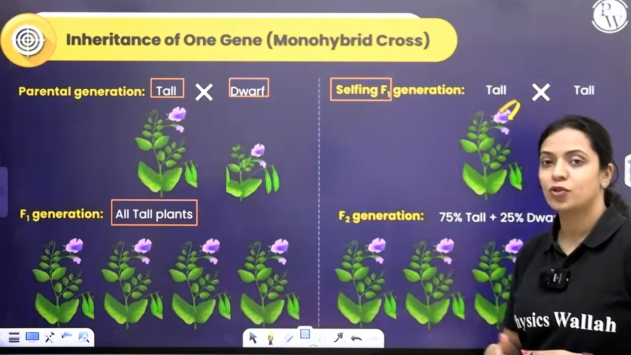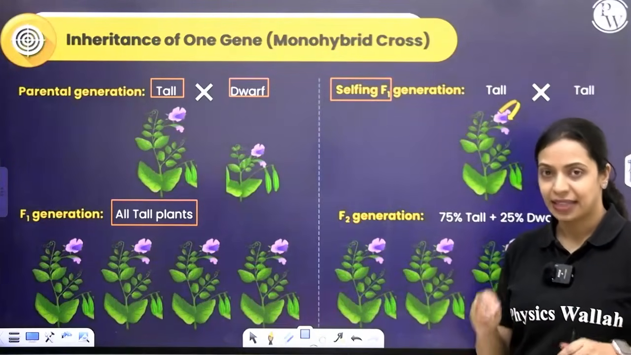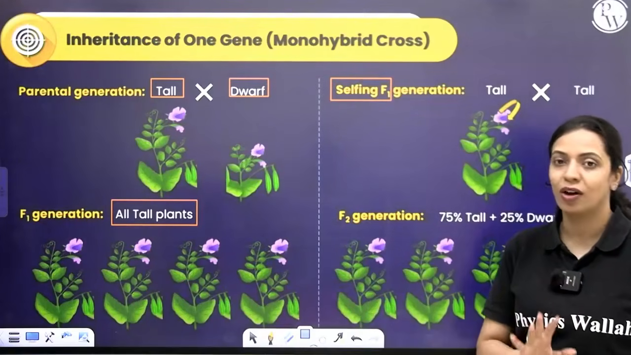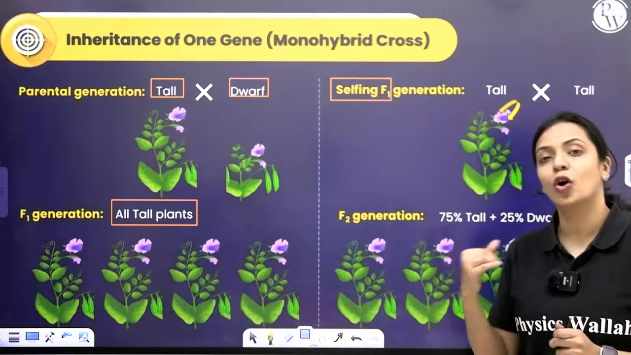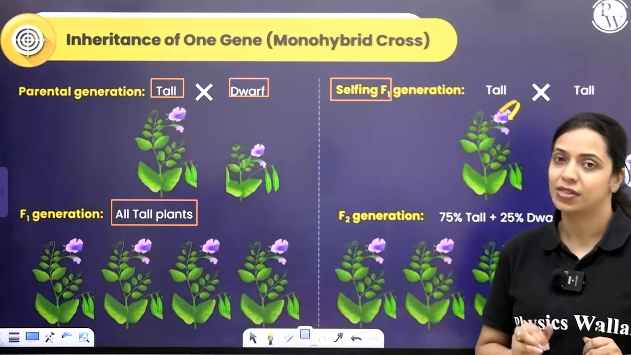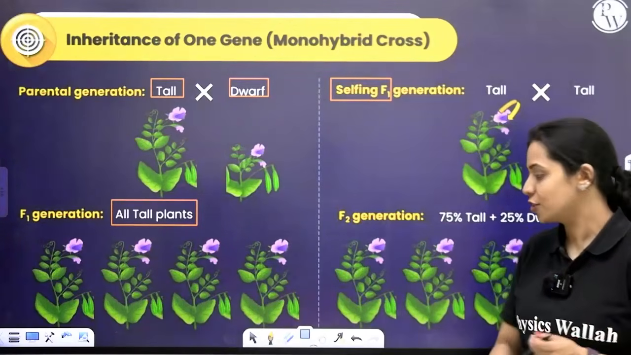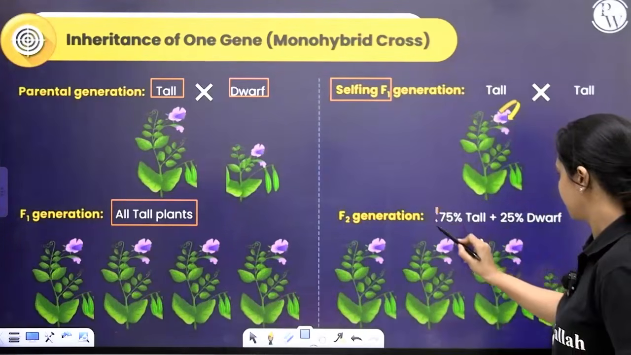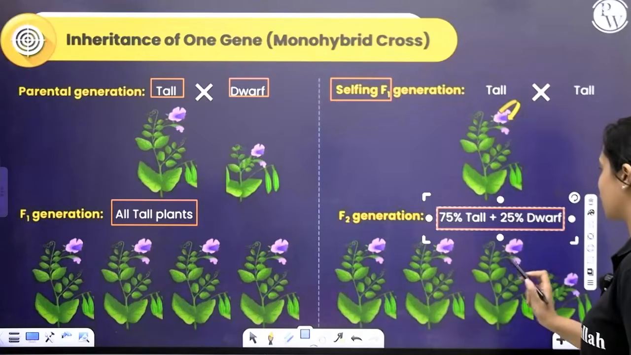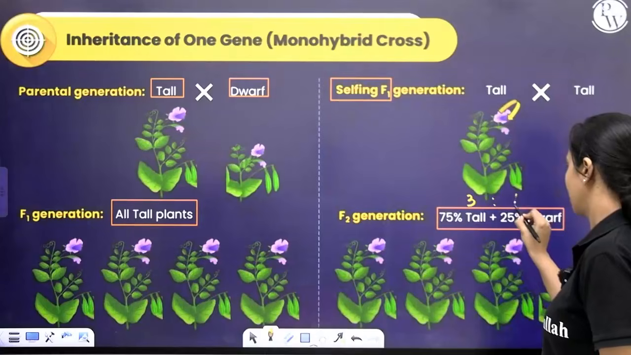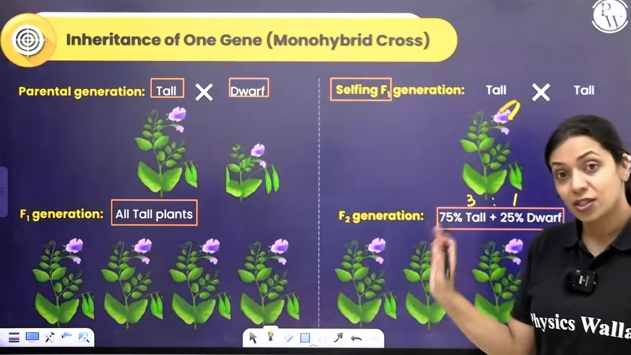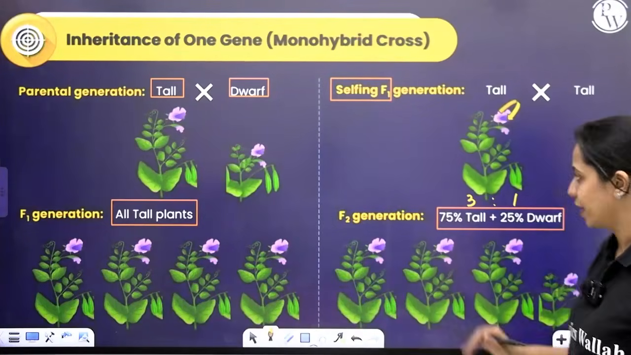And in the F2 generation, he noticed that there were tall plants and dwarf plants, both of them. And he noticed that the proportion of tall plants and dwarf plants was 75%, 25%, which is, the ratio is 3:1. Okay, 75% of the plants were tall and 25% of the plants were dwarf. So this was his observation.